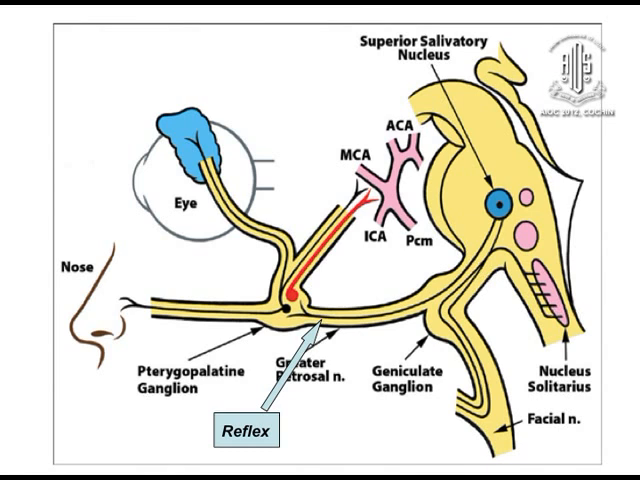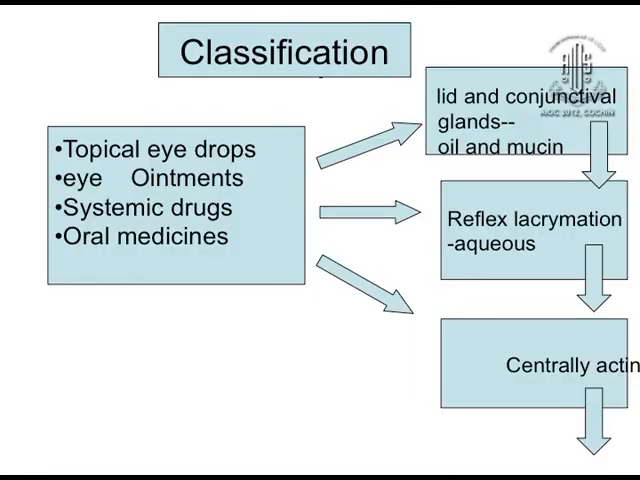The impulses are from the central nervous system through the superior salivatory nucleus, and then there is the nucleus solitarius, which is from an autonomic system. So the autonomic system, the central nervous system, as well as a reflex arc which passes through the eye and the pterygopalatine ganglion. All these three factors come along when it comes to the secretion of a proper tear film. Therefore, when we classify the drugs which produce drug toxicity, they could be topical drops and eye ointments, systemic drugs and oral medications.